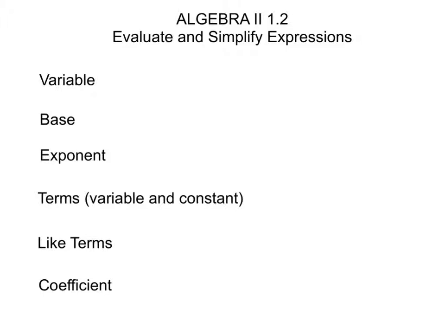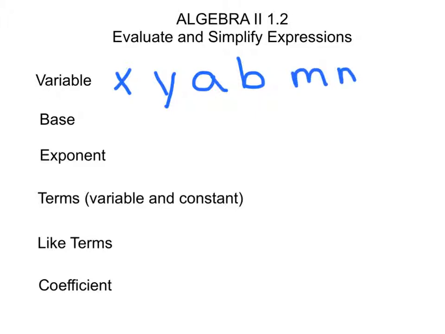Why do we call it a variable? Because its value can vary. Okay, its value can vary. All right, that means that we might use X as a very common variable, and Y, but it can be any letter of the alphabet, A or B or M or N. Anything in the alphabet that they use is a variable.